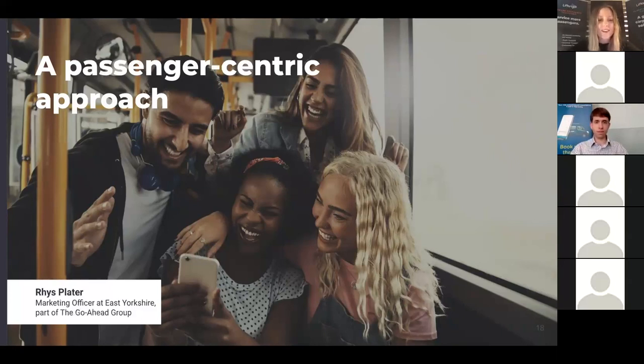I'm now excited to let you know that we're going to hear from Rhys Plater, Marketing Officer at East Yorkshire Buses. Rhys has been heavily involved with the communication strategy of Just Go and has worked on multiple international projects in the 5 years he's been with East Yorkshire Buses, some incorporating demand responsive transport. So Rhys is now going to share his team's experience on creating a passenger-centric approach for DRT operations.